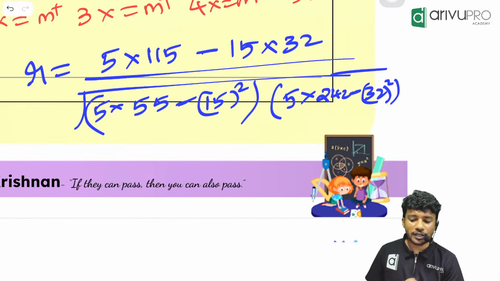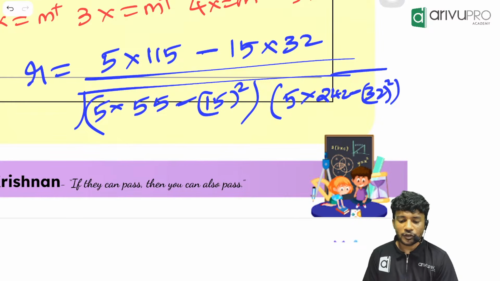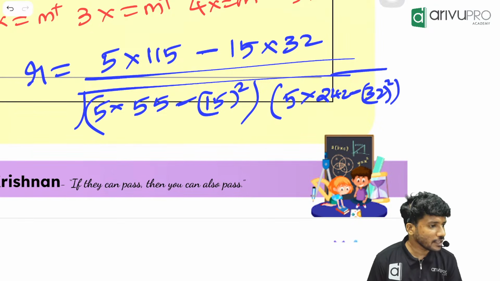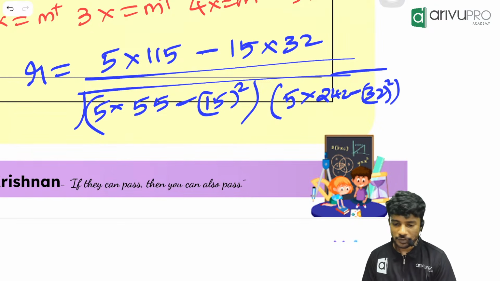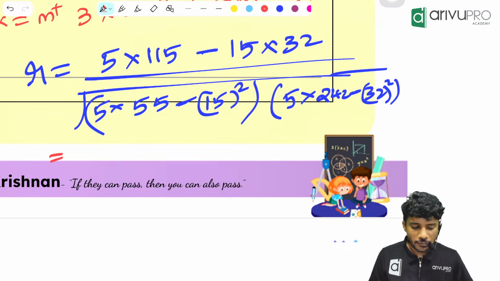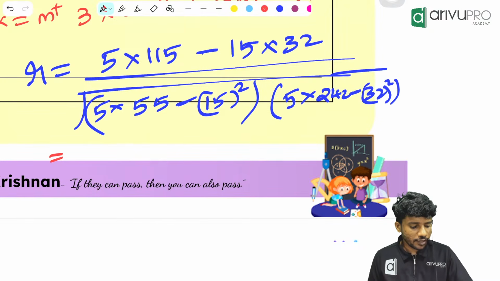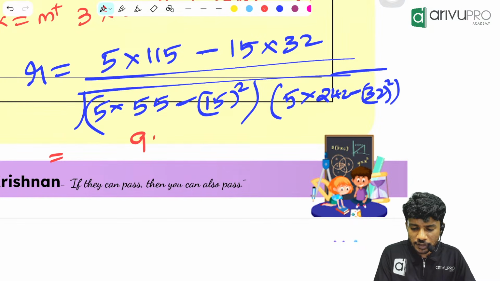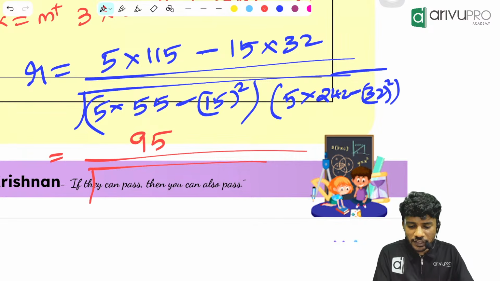Using memory calculation you should do. First find the numerator, find everything separately, then substitute. Okay, everyone do that. Numerator will become 5 into 115, then M plus, 15 into 32, M minus, then MRC. How much are you getting for the numerator? 95, divided by, first one root of, find this value, first value, okay, that is 5.